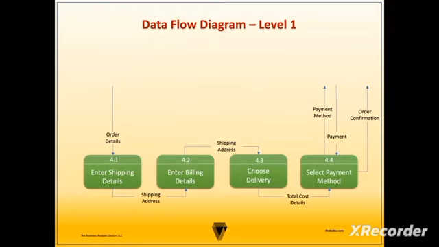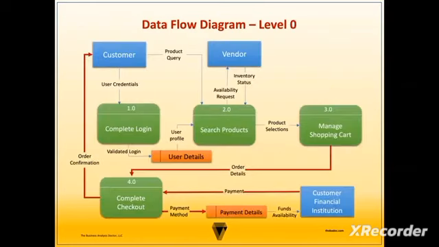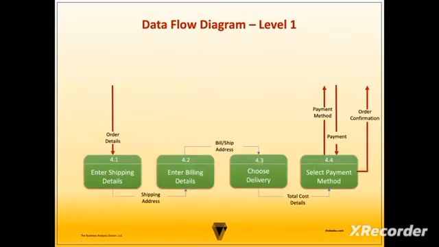Now remember, a level 1 diagram must be balanced with the level 0 diagram, so we have to ensure that all of the input and output data flows from the complete checkout process are included here. Looking back at the level 0 diagram, we can see that the complete checkout process has 4 associated data flows, including order details, a payment input, a payment method output, as well as the order confirmation output. So these are included within the boundaries of these 4 sub-processes.